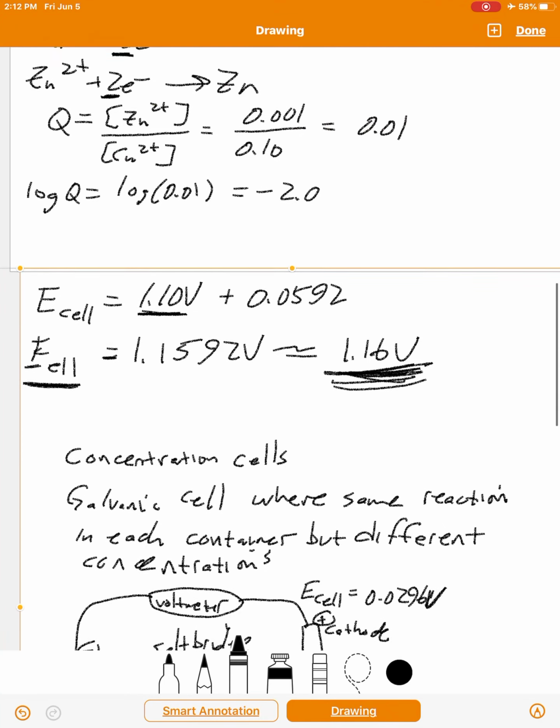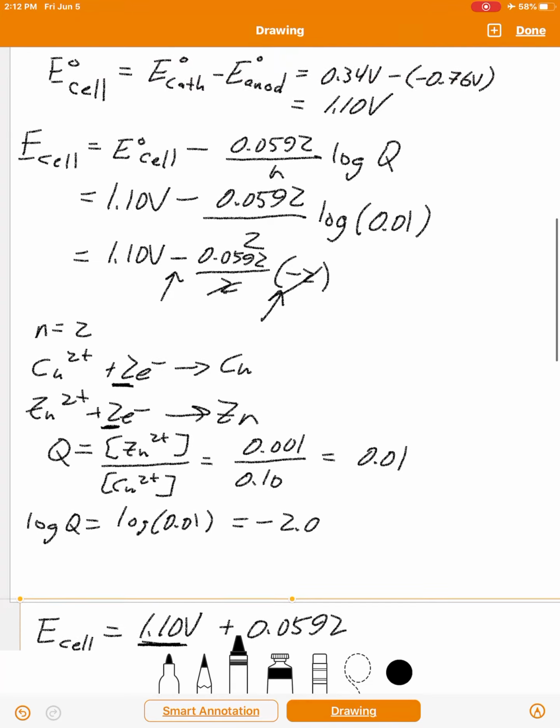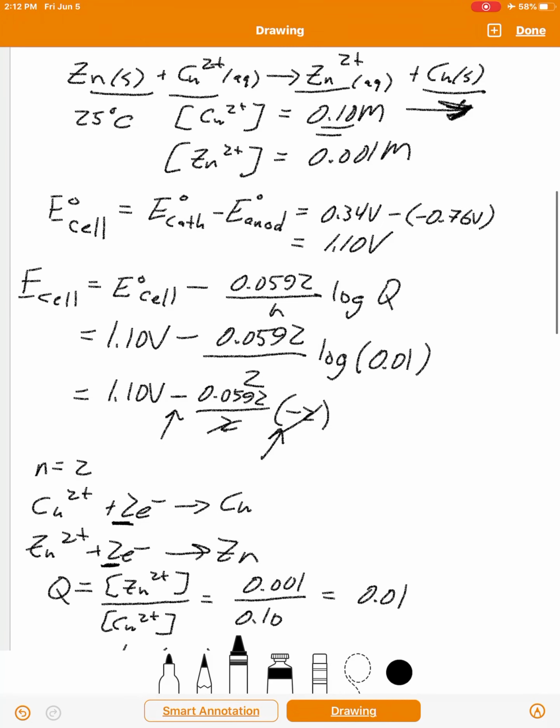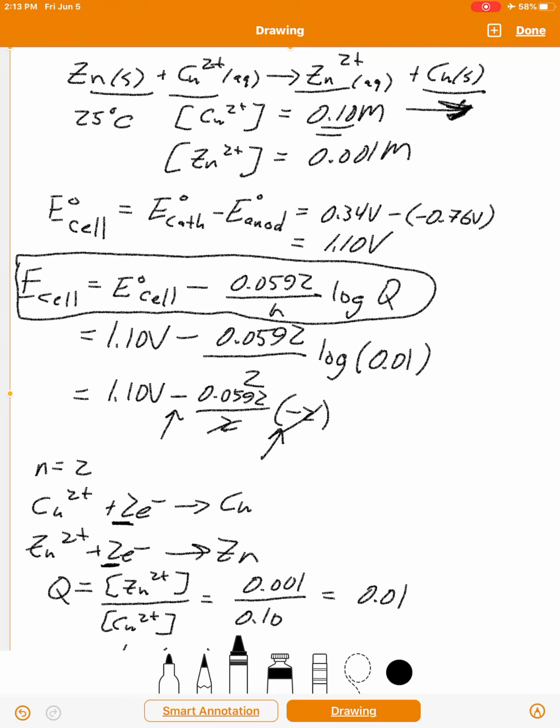So come back to this equation here. I'm going to come back all the way to this one up here, the Nernst equation, right? N is 2, so we know that's 2. We have the 0.0592. But now we're going to have a negative 1 in there, right? We just calculated that that's negative 1. So minus a minus 1.